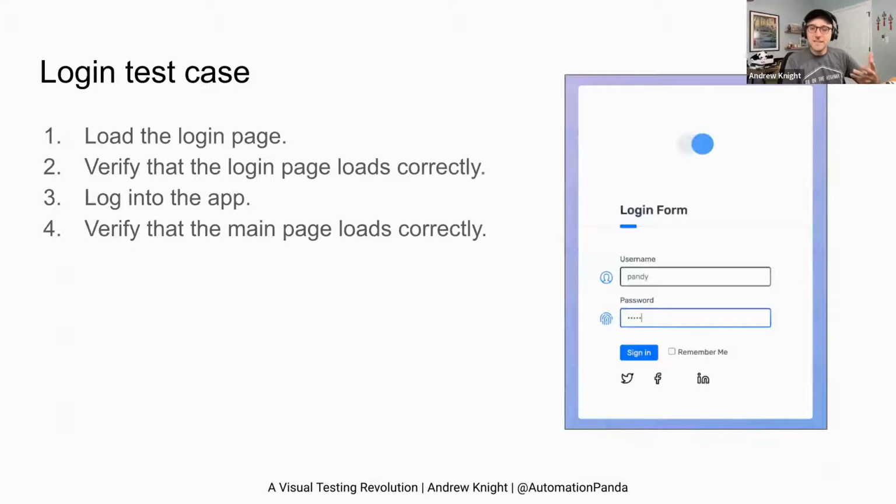We could write a basic login test for this application in 4 steps: load the login page, verify the login page loads correctly, log into the app, and verify the main page loads correctly. This could be like a smoke test. There's nothing fancy here. And really the trickiest part for automation would be deciding which elements to check on the loaded pages.